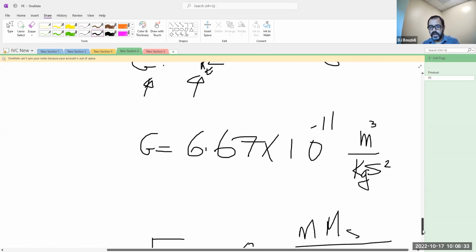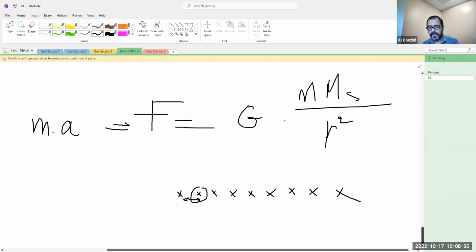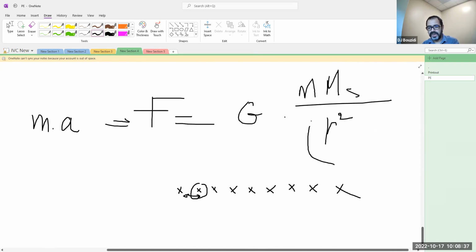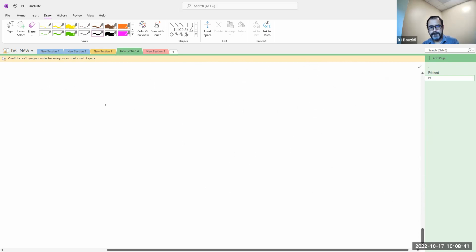Okay. Why the R squared? This is another reason also why we have it. The inverse square law.